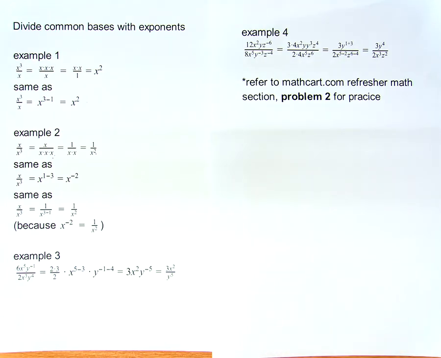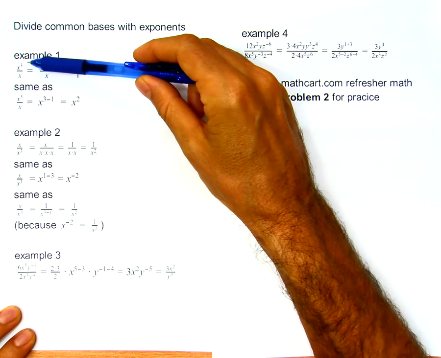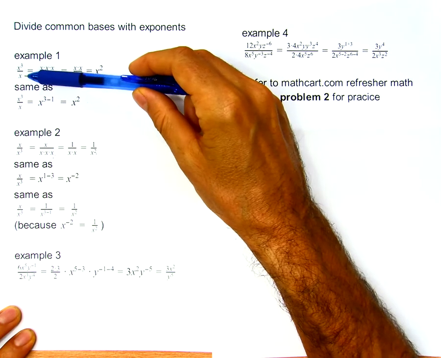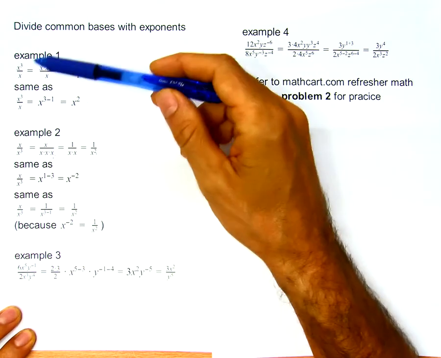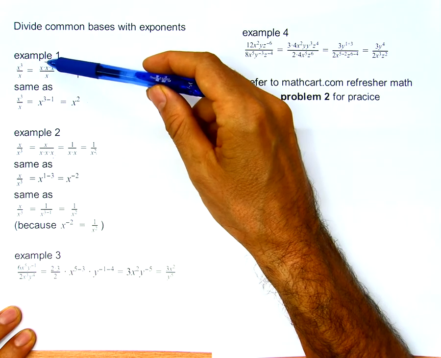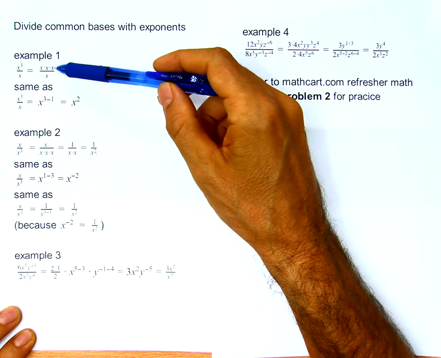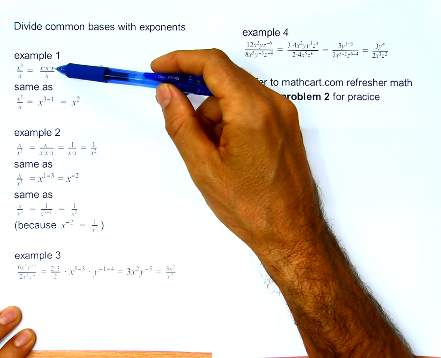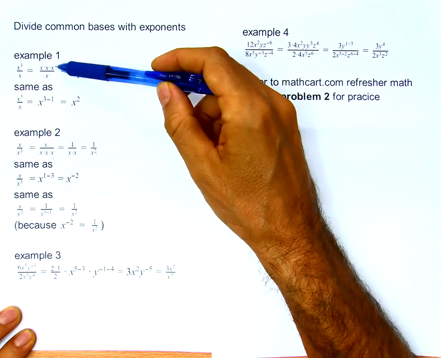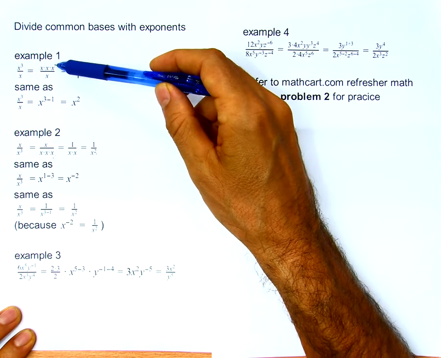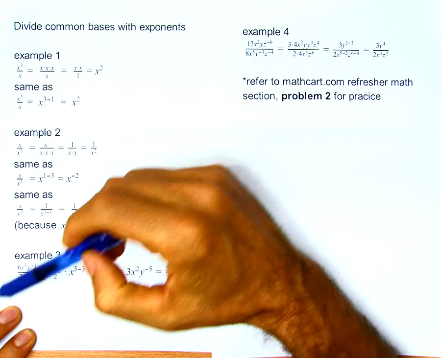In this video, I will talk about division of common bases with exponents. I'm going to start with this example of x power 3 divided by a single x. And x power 3 means x times x times x. And top to bottom like this means divide. A numerator over a denominator, the two are being divided.